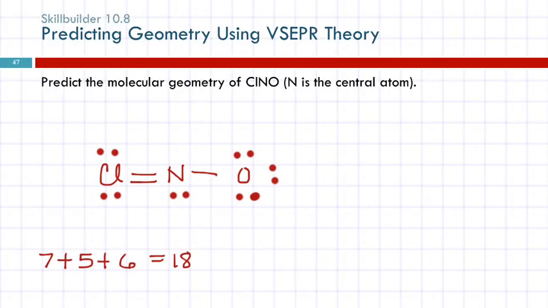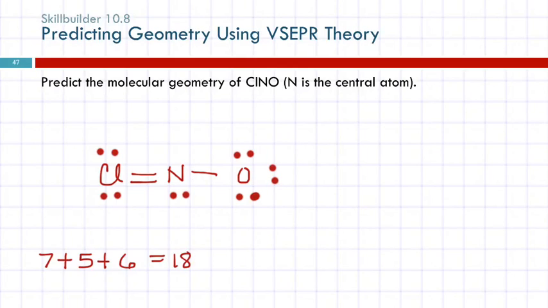I'm hearing 2, 4, and 3. It is 3. One double bond is 1 group. One lone pair is 1 group. One single bond is 1 group. So 3. Okay? Everybody okay on that?